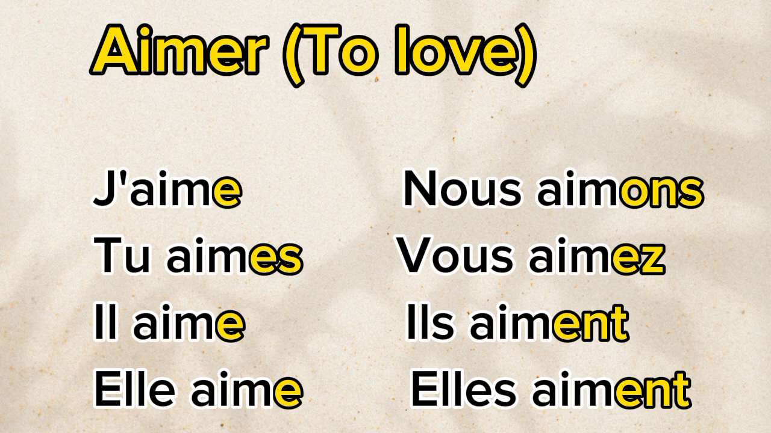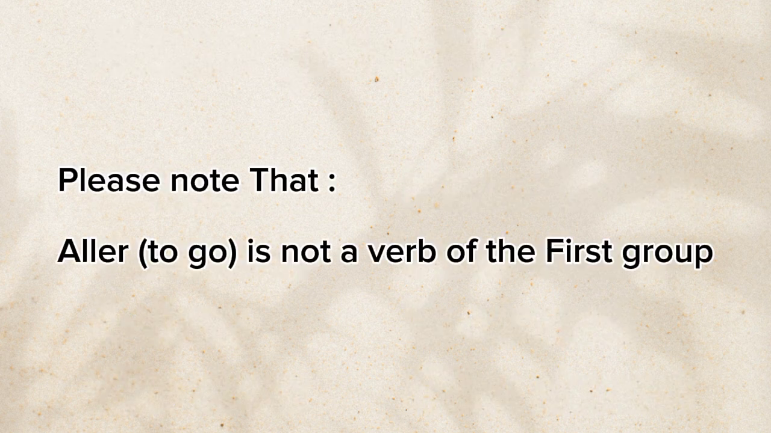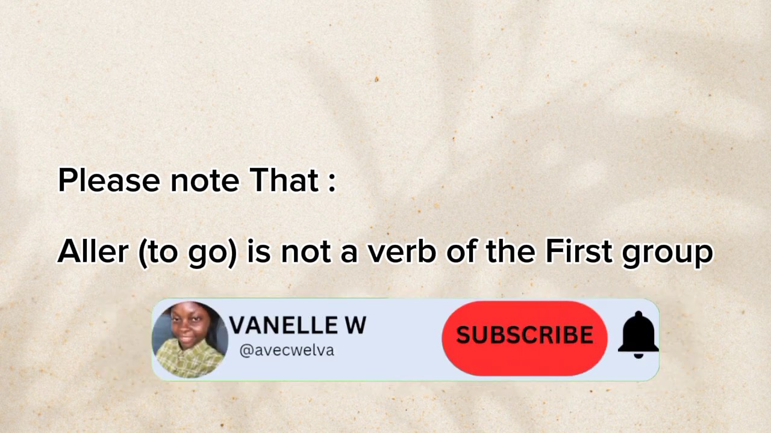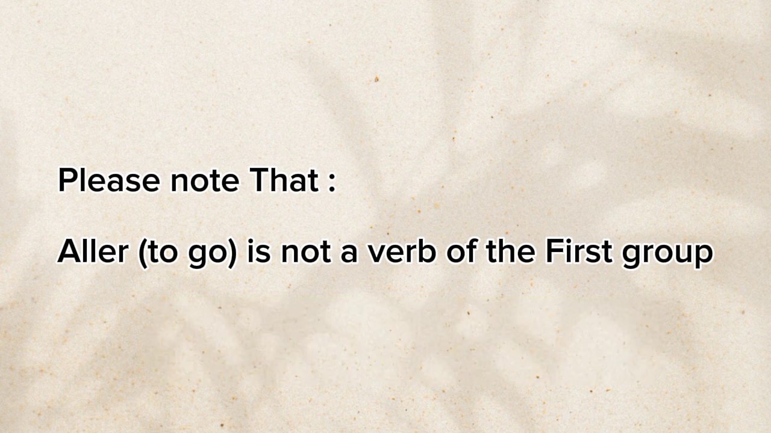So the j apostrophe can also be used for verbs that start with a silent H. For example, we have hésiter, to hesitate. Aller is a verb that has er in its infinitive form, but it is not a verb from the first group. It is an irregular verb, so it falls in the third category of verbs. Is that okay? All right.